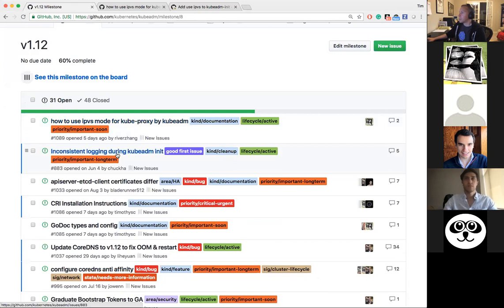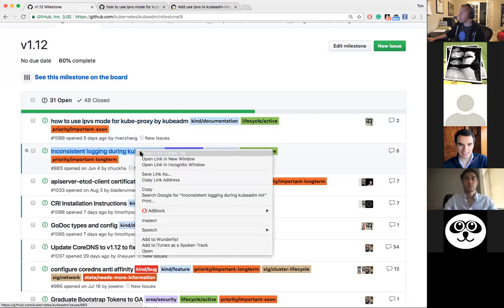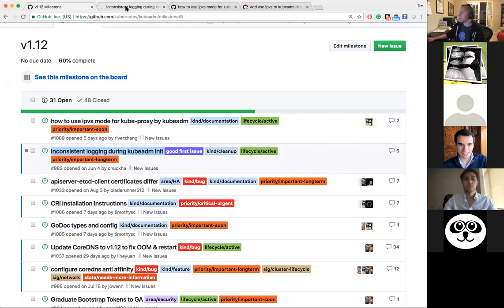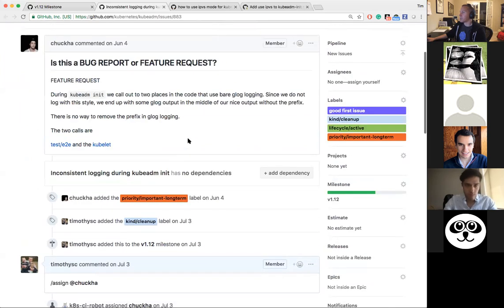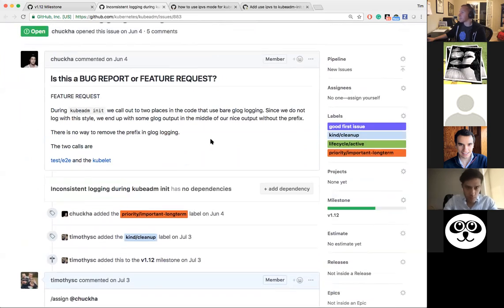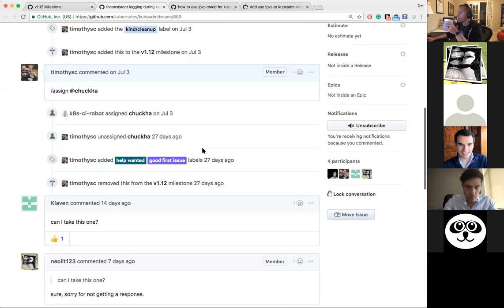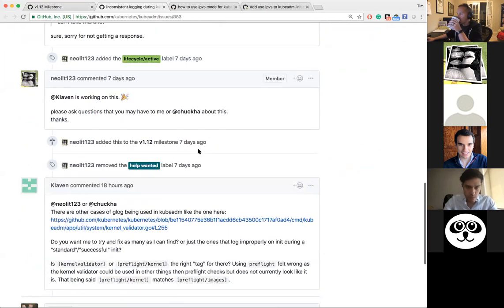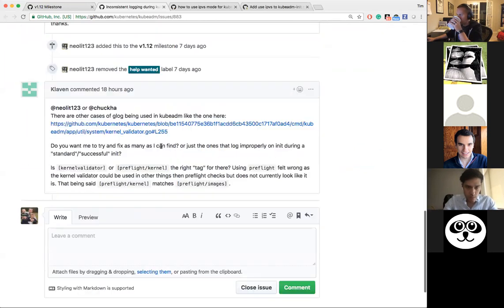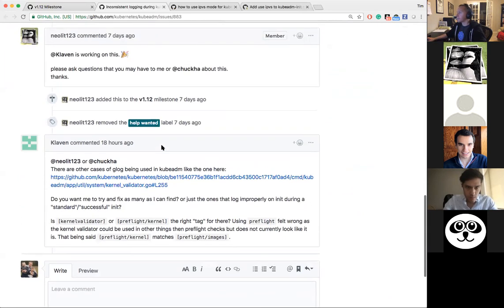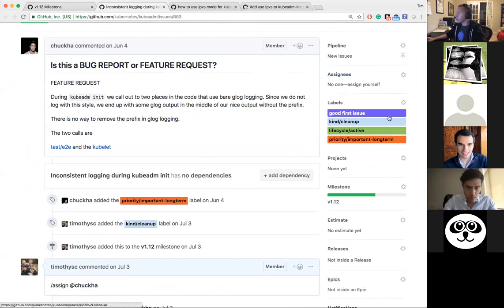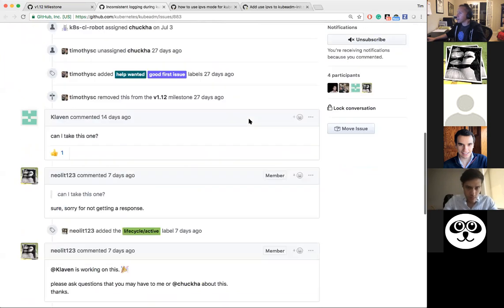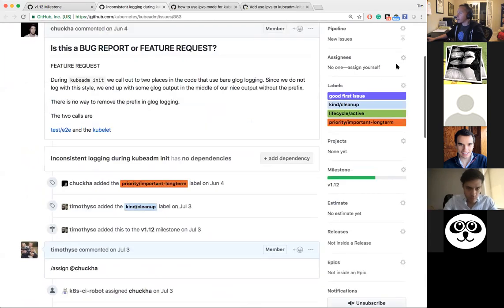Yeah, I forgot this one: inconsistent logging during kubeadm init. I think there are a couple of glog issues. Is that the one that currently exists? Does anyone want to take this one? It's currently help wanted. It's pretty minor. So I tried to add lifecycle active and remove help wanted. I'm confused how that even occurs here. I removed help wanted, added lifecycle active. Okay. Oh no, it's gone. This is active. Somebody took it.